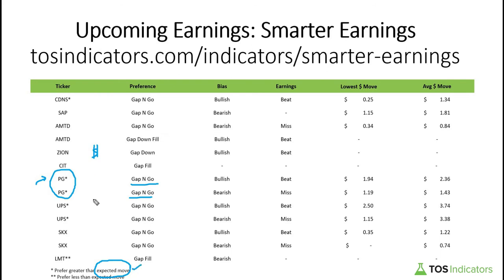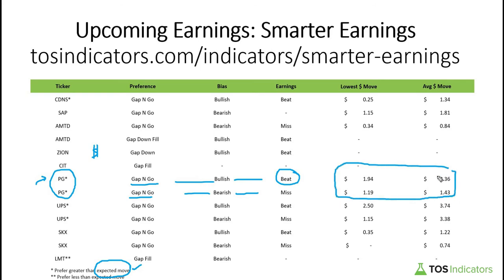And you would know that as soon as we have the open data after the earnings play. But for Procter & Gamble, I'm looking for gap and goes either in the bullish or bearish conditions, but only if we have the logical earnings play with it. So that's if we gap up and we've beaten earnings, or if we gap down and actuals were less than estimates. And we see we have relatively nice low and average moves.